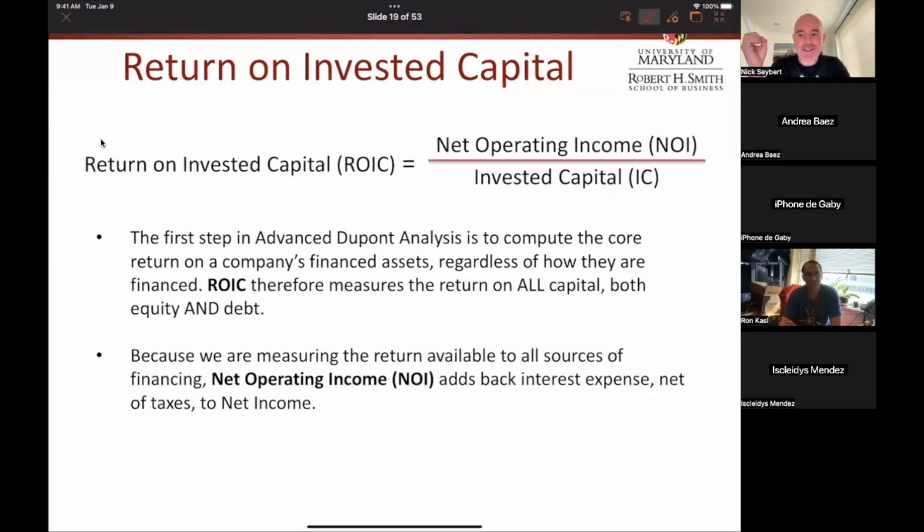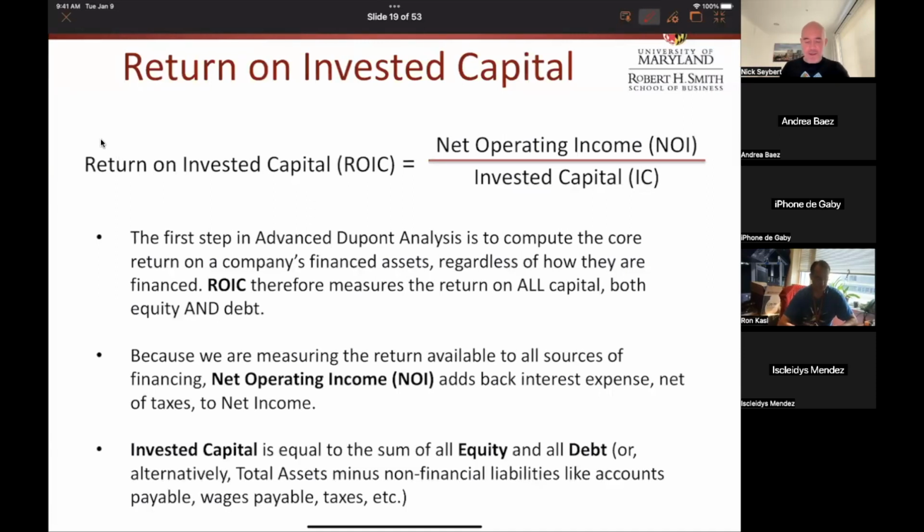But interest expense is the primary return to debt holders, right? It's the return to the bank on the loan they gave you. It's the return on the bond to the guy who bought the bond, okay? And so if we want to figure out the return to everybody, we have to add back interest expense, right? Because we're already subtracting out their return. It doesn't make any sense. So we're going to add back interest expense net of taxes, and that's how we get net operating income. Okay, so we'll do this in a little bit. And then finally, invested capital, the denominator, is just the sum of all equity and all debt.